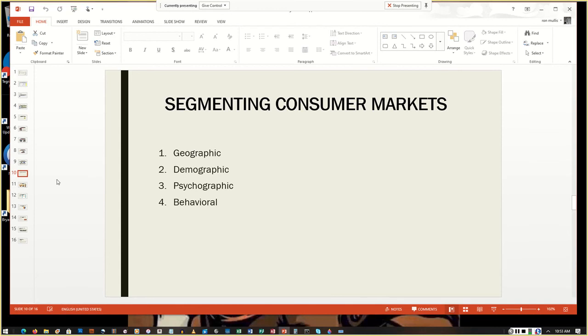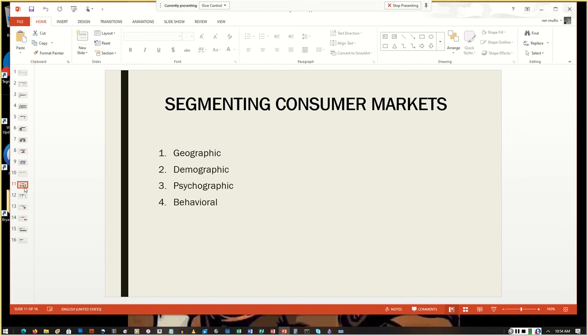Segmentation takes a total market and breaks it down into the target market. The top of the market funnel is very large, but it becomes narrower and manageable after segmentation occurs. This narrowing of the funnel occurs through four different things. It's demographics, geographic, psychographic, and behavioral.